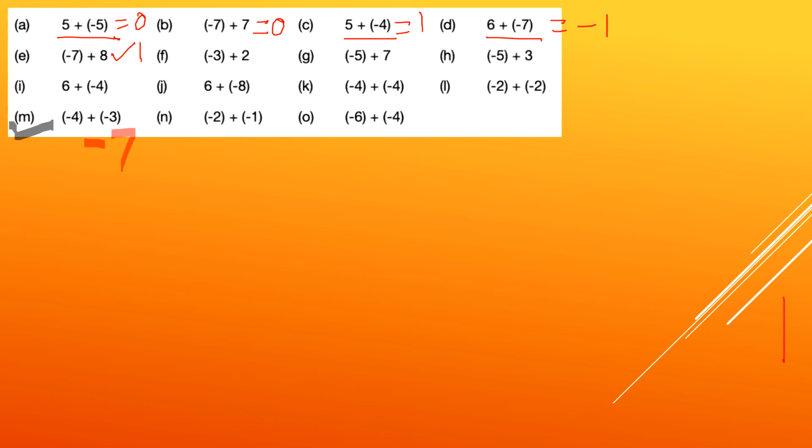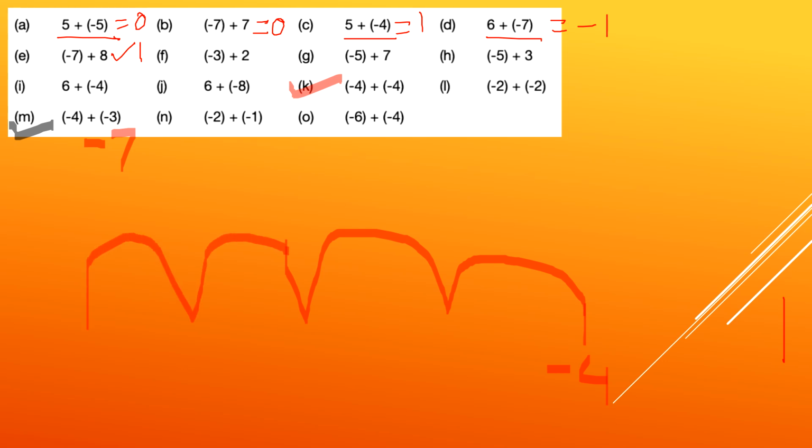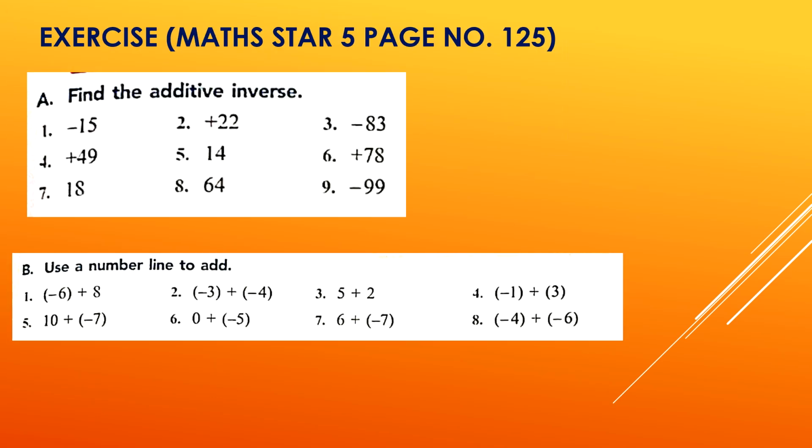This is K, option number K. -4 plus -4. So this is -4. It's written plus -4. You will be jumping 4 units to the left. So -4, -5, -6, -7, and then we have got -8. So your answer is -8.